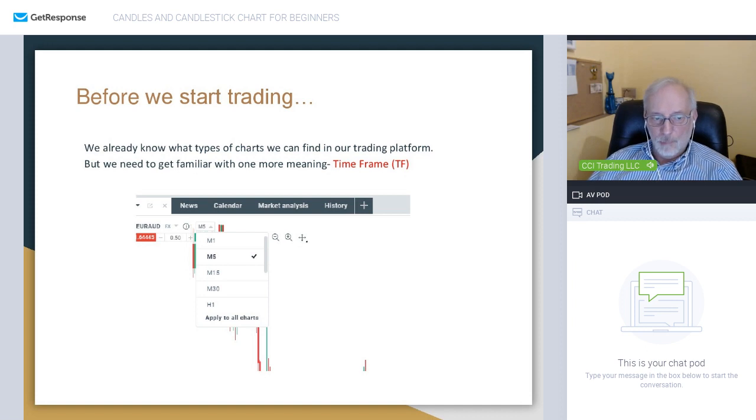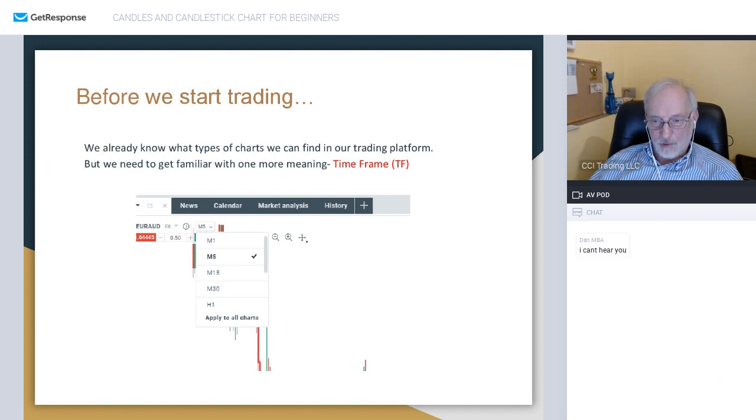As you see, when you open your platform and go to the menu, you will have a list of different time frames. If you open M5, each candle will last 5 minutes and show what was happening with the price during those 5 minutes. If you open an M30 chart, every candle will last 30 minutes and show what the price was doing during the 30 minutes. And there is also H1, which is 1 hour.